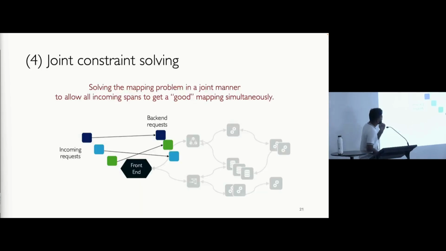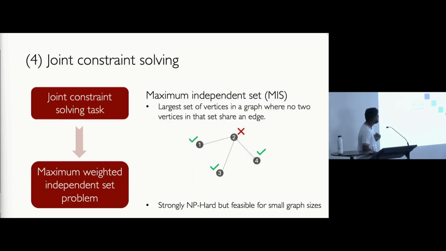All right. Finally, after we get all the valid candidates for each incoming span, we run our joint constraint solver. We solve the mapping problem in a joint manner such that it allows all the incoming spans to get a good mapping simultaneously. Here we're not solving for the dark blue span in a greedy manner. We're solving for all the requests simultaneously so that they can get their mapping at the same time. In order to do this, we convert the joint constraint solving task into an instance of a maximum weighted independent set problem.